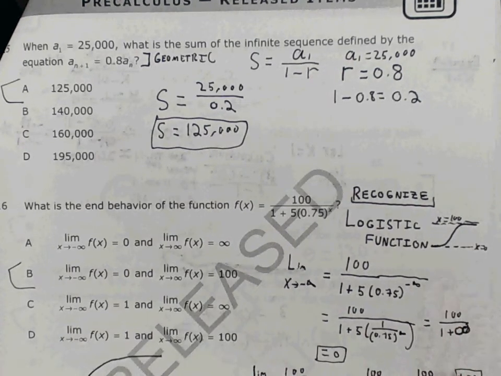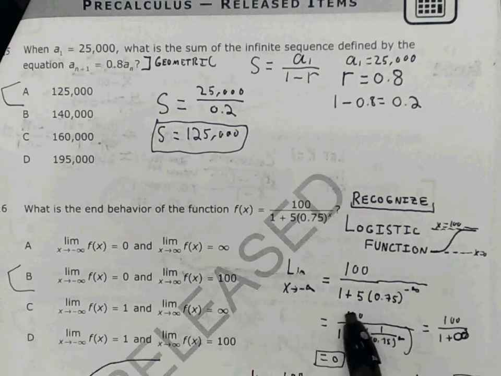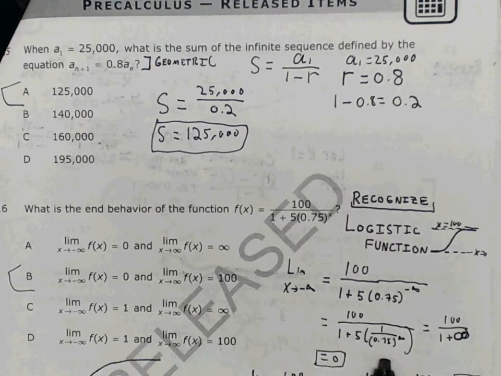But let's say you don't know the logistic function. Conceptually, we can do 100 over 1 plus 5 times 0.75 to the negative infinity power, which is equal to 100 over 1 plus 5 times 1 over 0.75 to the infinity power, which is equal to 100 over 1 plus infinity. And that's going to be equal to 0.